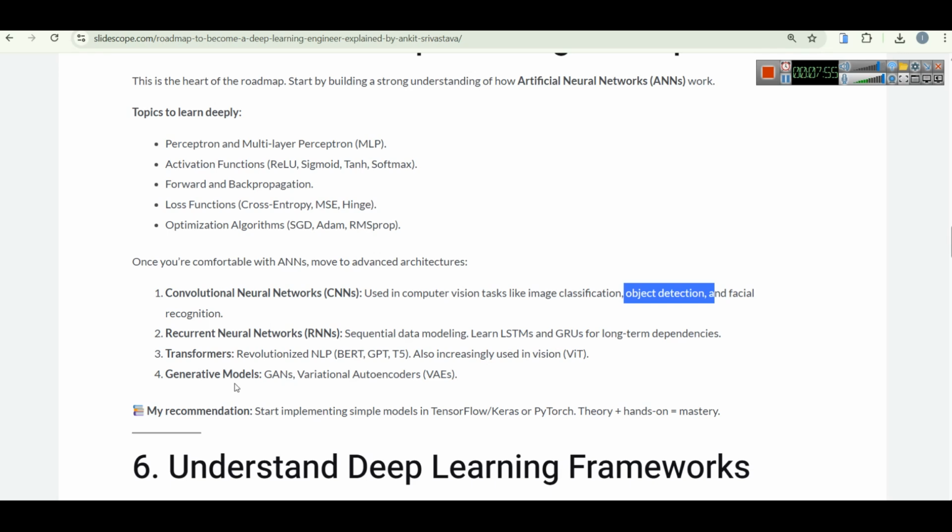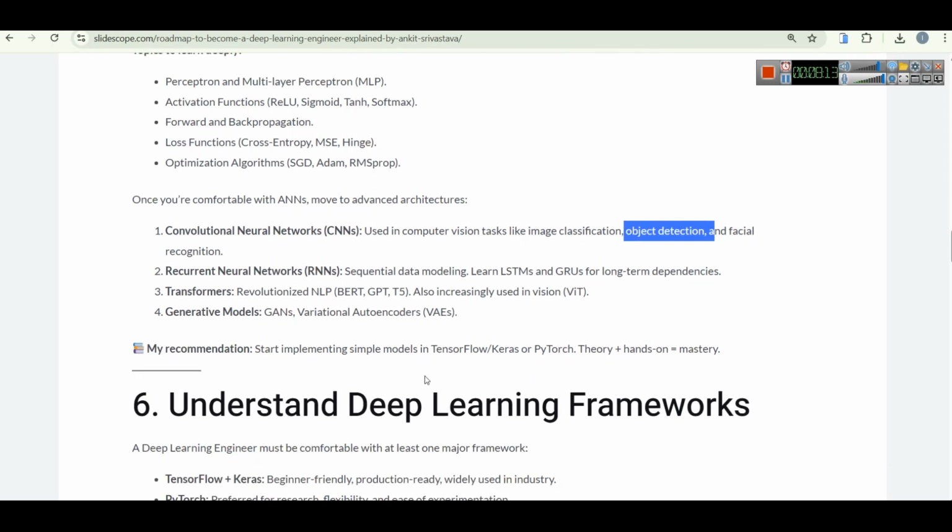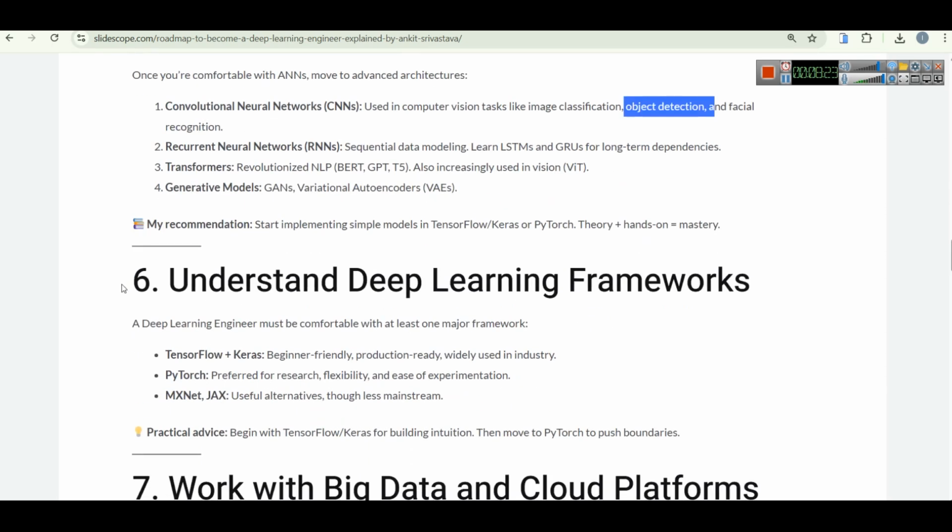Then you have transformers, which revolutionized NLP, that is BERT, GPT, T5, etc. Also increasingly used in vision, that is ViT. Then you can go to generative models, that is GANs, and variational autoencoders, that is VAEs. Recommendation is to start implementing simple models in TensorFlow, Keras or PyTorch. Then theory plus hands-on equals mastery.